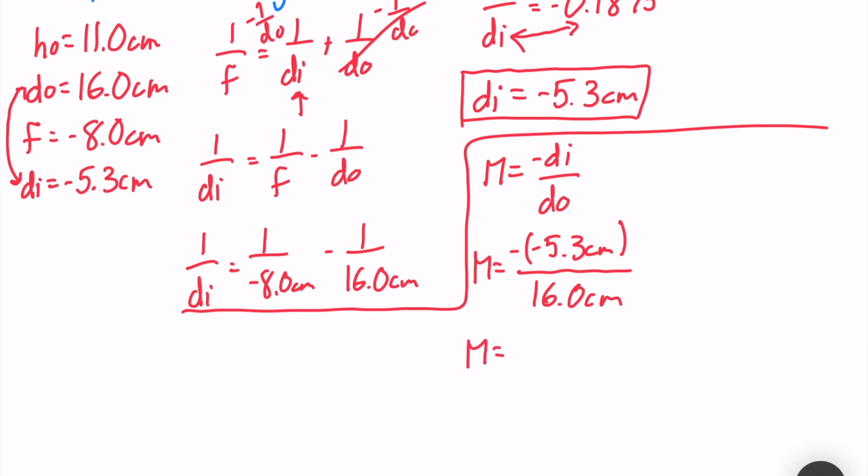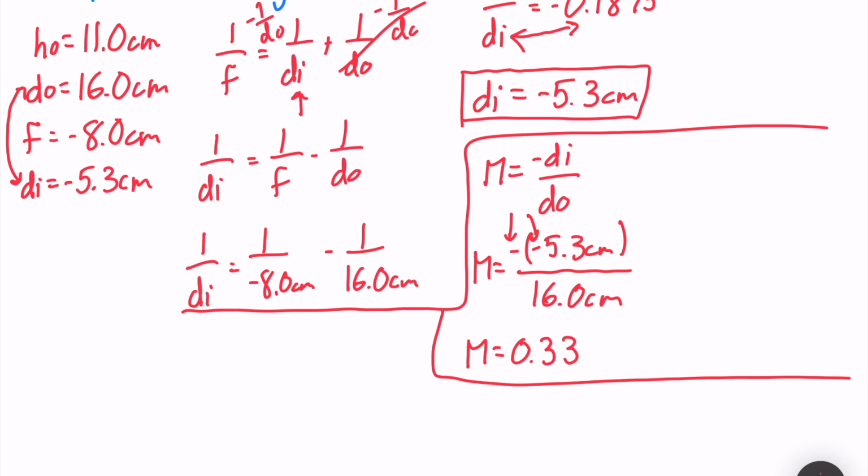And if you type that into your calculator, just a quick note, make sure you keep both of these negatives, because with two negatives comes a positive, and we need that positive to be 100% correct on this question. So if we type this in correctly into our calculator, we should get a magnification of 0.33125. So 0.33, we'll keep 2 sig figs there, and I'll box that off.